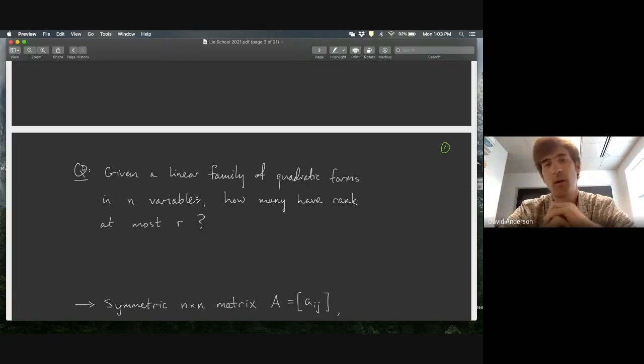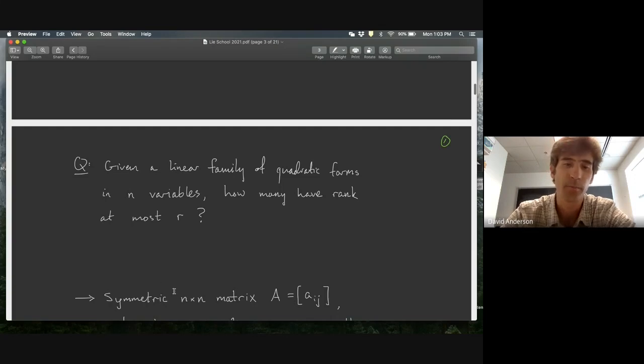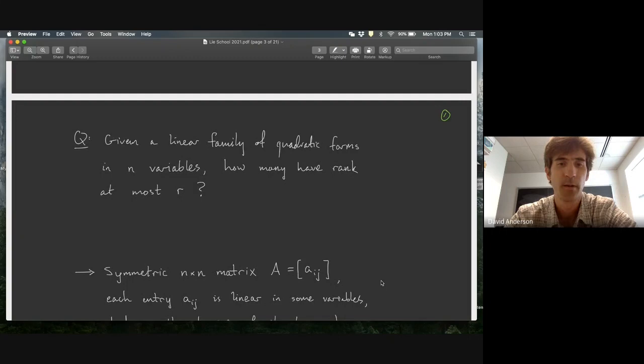Well, the quadratic form might be non-singular, or it might have a kernel. And more precisely, I can write down any quadratic form as an n by n matrix, which is symmetric, the standard way of polarizing a quadratic form. This can be a symmetric matrix. And each entry should be linear in some variables. And for now, I don't really care about how many variables. That's what it means to have a linear family.